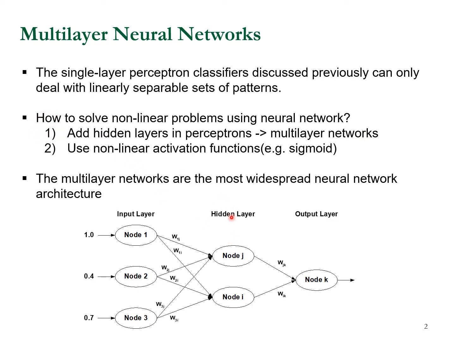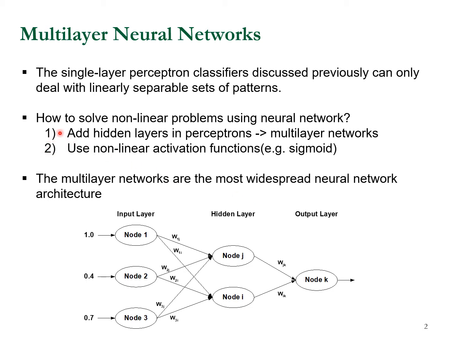We add a hidden layer in between input layer and output layer. But actually, you can add multiple hidden layers in between. In this picture, it shows only one hidden layer, but you can add as many hidden layers as you want.